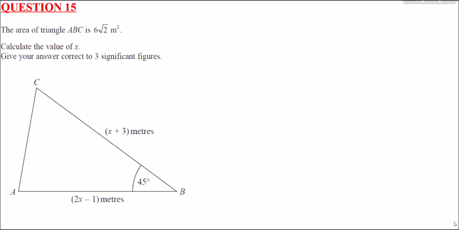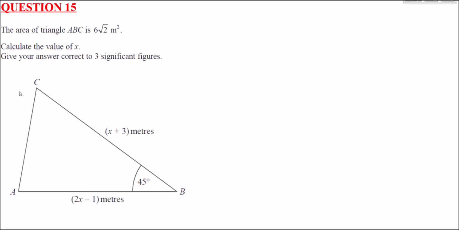Question 15, we have a triangle, and we're told its area is 6 root 2 square meters. We need to calculate the value of x, where x isn't the length of one of these sides, but x is a variable in both this side and that side, and we know the angle trapped in between is 45 degrees. So we need to find x, given the answer correct to 3 significant figures. The answer being given to three significant figures is a clue in itself that this isn't going to factorise or be a nice whole number. So this is going to be a calculated job for sure, but it's a calculator paper, so we're fine.